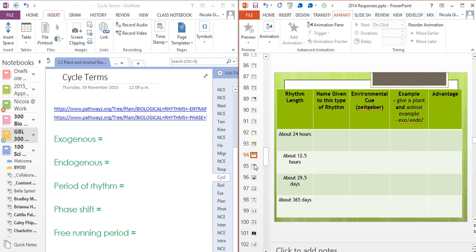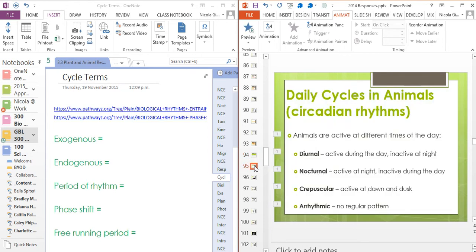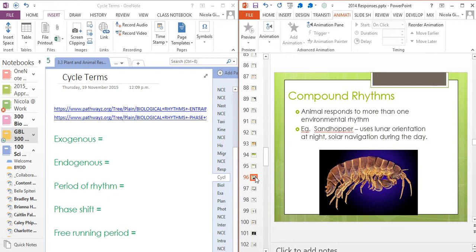So some more definitions. Diurnal, active during the day. Nocturnal, active at night. Crepuscular, cool word. Rabbits do this. They're active at dawn and dusk. And arrhythmic, no pattern. They're just active whenever they want. Okay. There can be compound rhythms where they've got more than one rhythm.